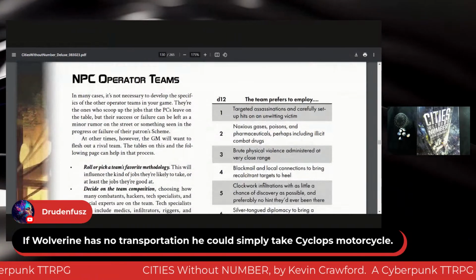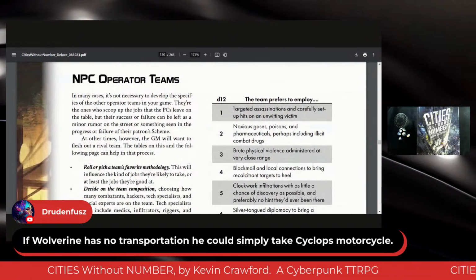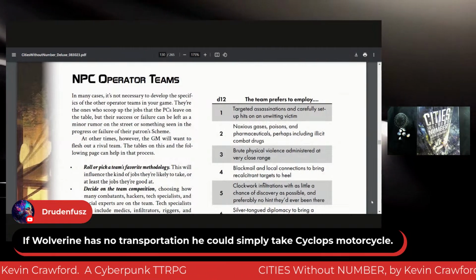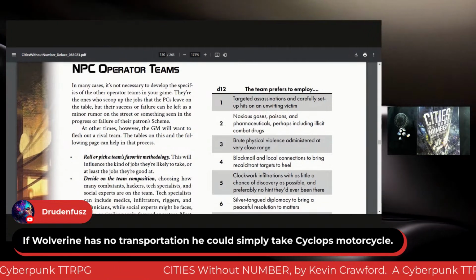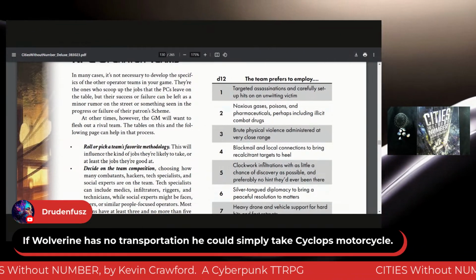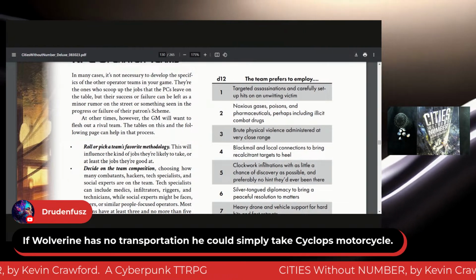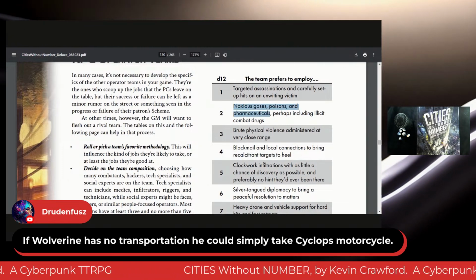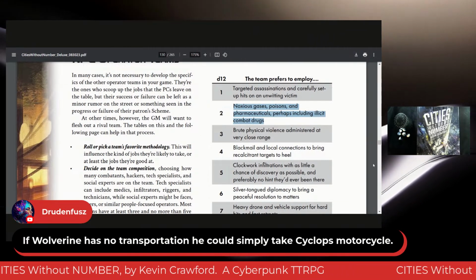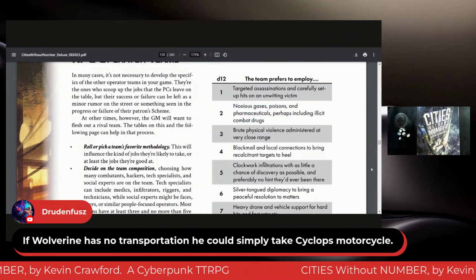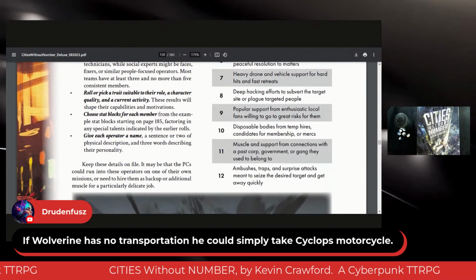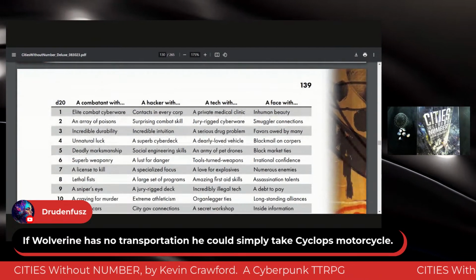NPC operator teams. So of course, if the player characters are on missions, there's going to be other NPC mission types, and so yeah, anything like, what's it? Number two, the team prefers to employ noxious gases, poisons, and pharmaceuticals, perhaps including illicit combat drugs, and that might be a clue to which NPC team is on what particular mission if the players discover certain things.